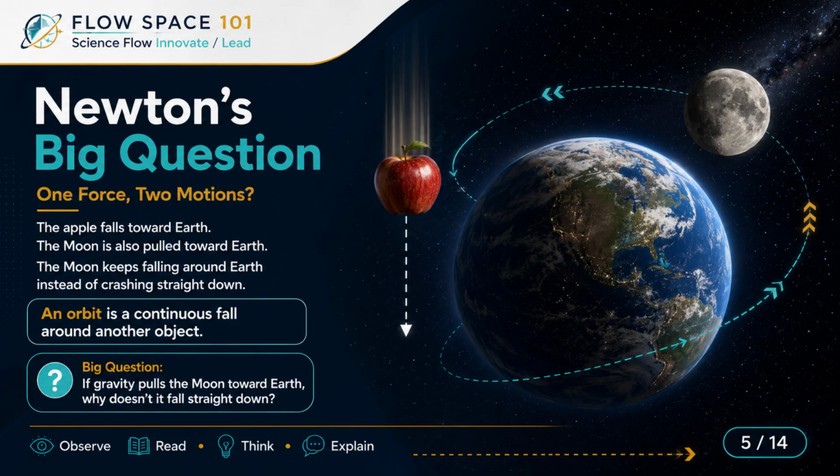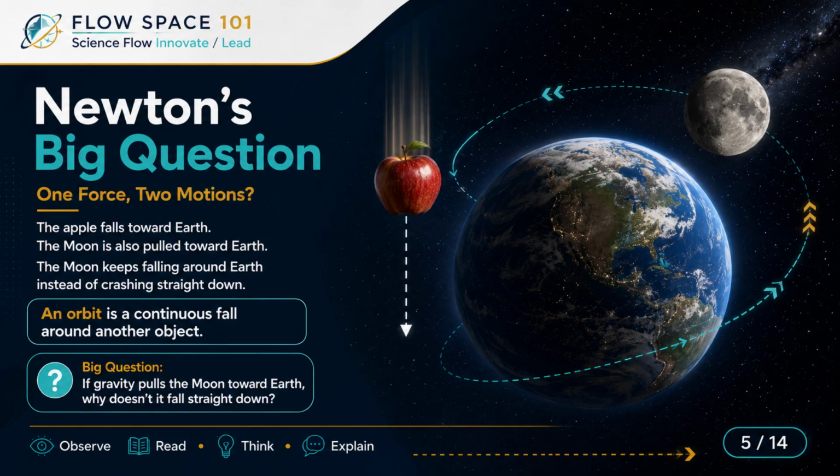Gravity pulls the apple toward Earth. Gravity also pulls the moon toward Earth. But the moon already has forward motion. As gravity continuously pulls it inward, the moon's direction keeps changing. Instead of falling straight down, it keeps falling around Earth. This is why we can describe an orbit as a continuous fall around another object.